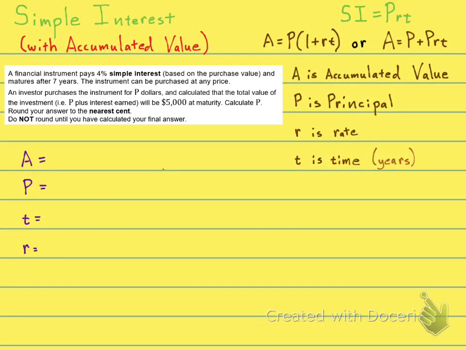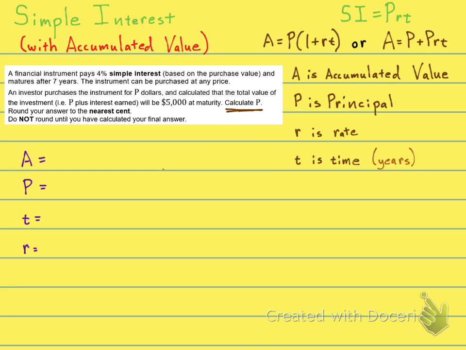We have a simple interest problem here, and it says that a financial instrument, sounds fancy, pays 4% simple interest based on the purchase value, and it matures after 7 years. The instrument can be purchased at any price. An investor purchases the instrument for P dollars and calculated that the total value of the investment, which is P plus the interest earned, will be $5,000 at maturity. Calculate P. Round your answer to the nearest cent. Do not round until you've calculated the final answer.